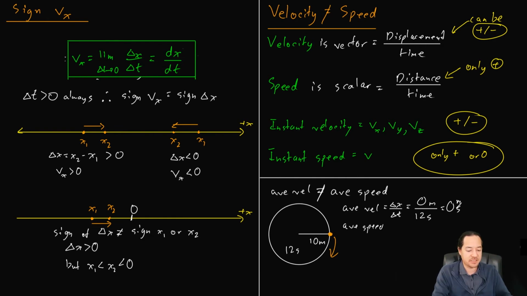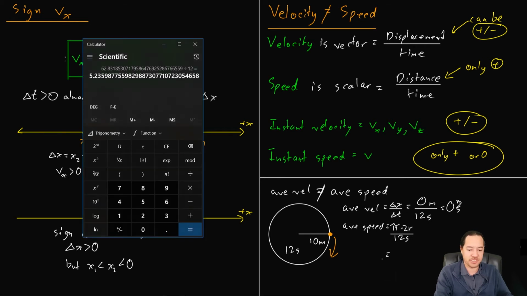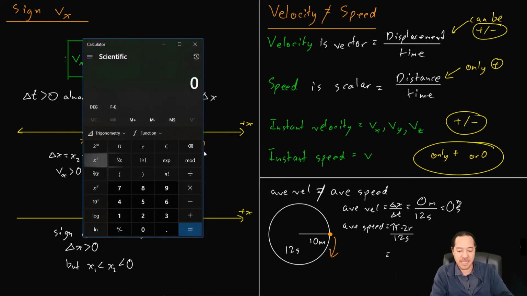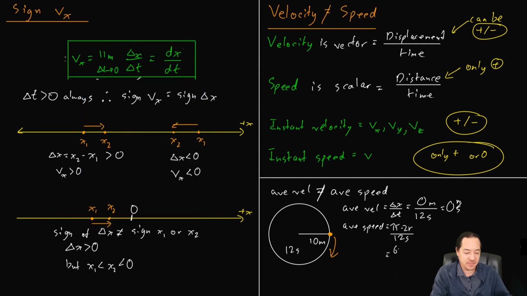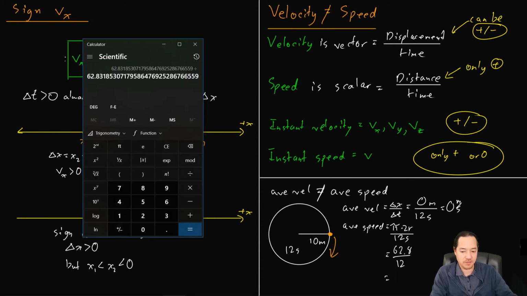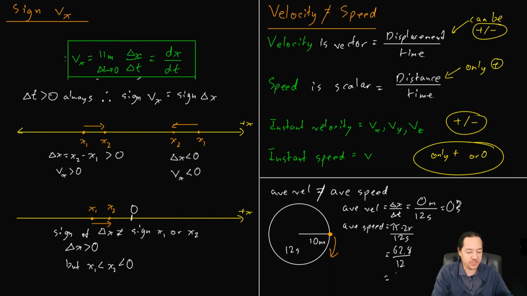Average speed is going to be a little bit different. This is distance over time. And distance is going to be equal to the circumference of the circle. This is pi times the diameter, which is 2 times the radius, over 12 seconds. Plugging in some numbers, pi times 2 times 10, which is 62.83, over 12 seconds, gives us about 5.2 meters per second for our average speed.